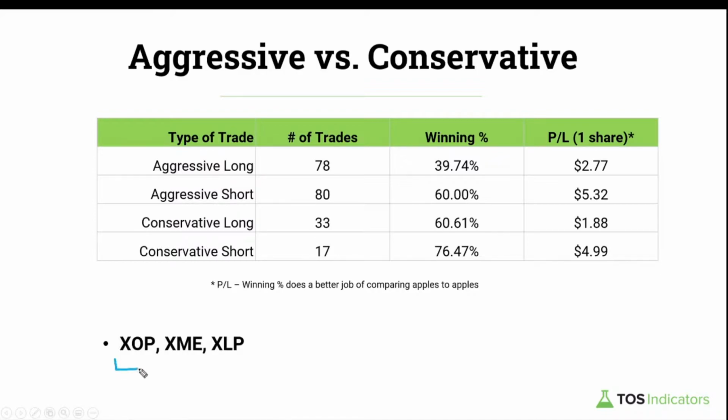This is going to be XOP, the oil and gas ETF, XME, the mining ETF, and then XLP, the consumer staples ETF. All three of these markets are markets which appeared on our live scanner.